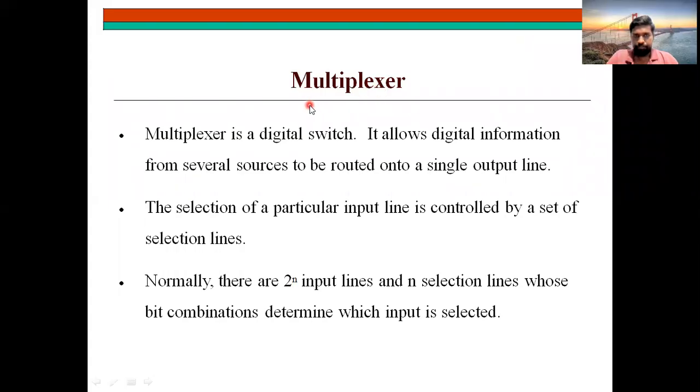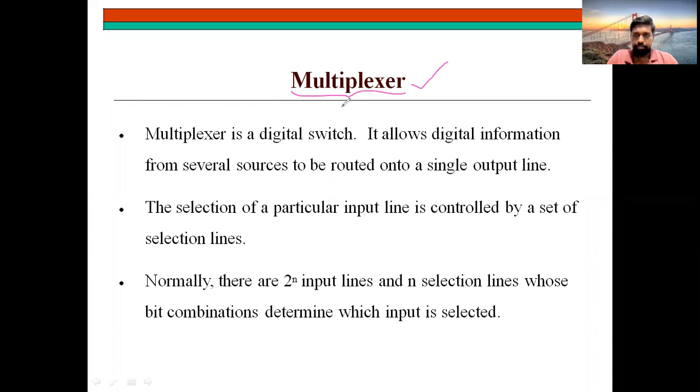Hello everyone. So today we will discuss the topic of multiplexer. Okay. So this is a pure example of a combinational circuit.